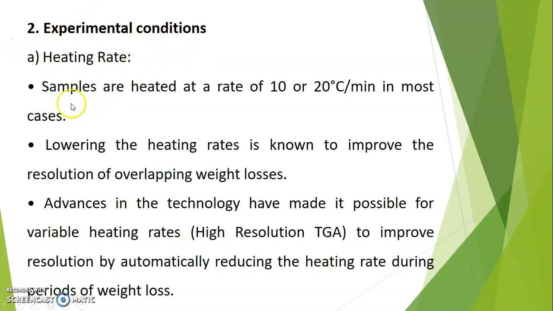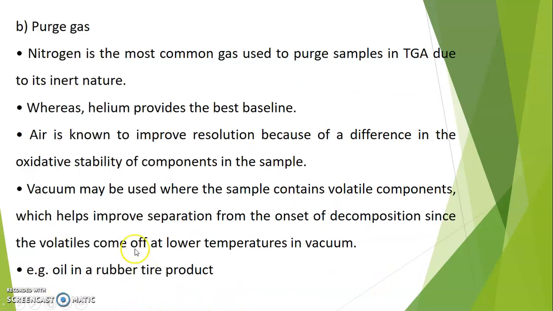For heating rate, samples are heated at a rate of 10 to 20 degrees Celsius per minute in most cases. Lowering the heating rate is known to improve the resolution of overlapping weight losses. Advances in technology have made variable heating rates possible, that is high resolution TGA, to improve the resolution by automatically reducing the heating rate during periods of weight loss.